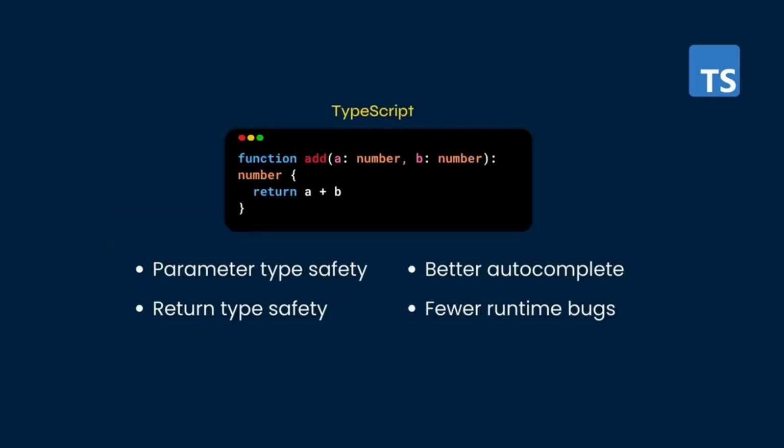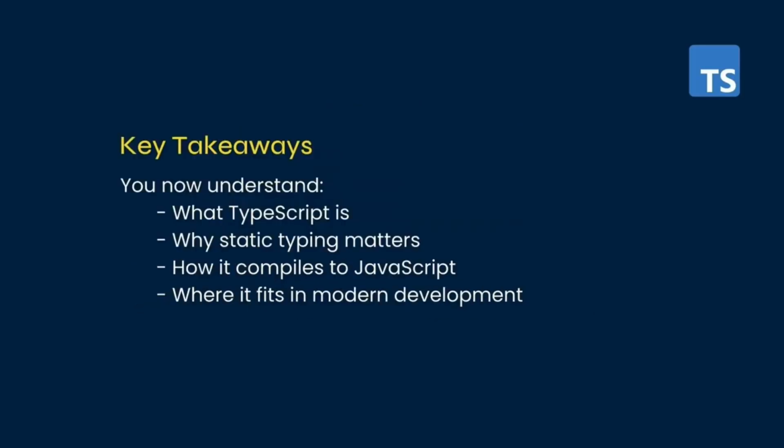To end this episode, let's take a look at our final example again. TypeScript gives us parameter type safety, return type safety, better autocomplete, and fewer runtime bugs, all while still being JavaScript underneath. In this episode, you learned what TypeScript is, why static typing matters, how it compiles to JavaScript, and where it fits in modern development. In the next episode, we'll set up TypeScript from scratch and create our first project.